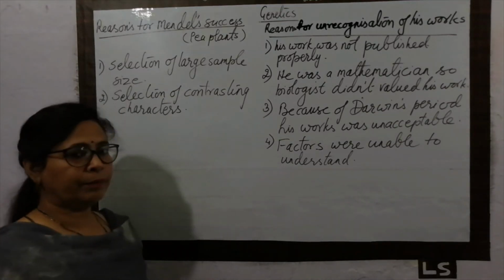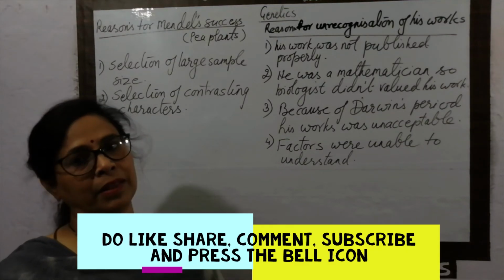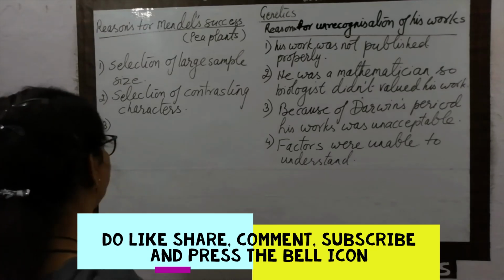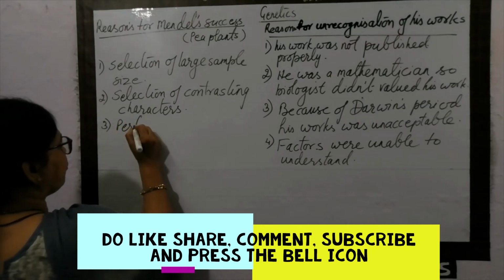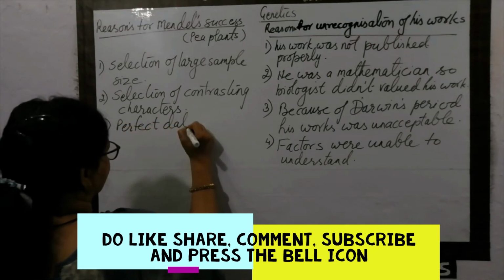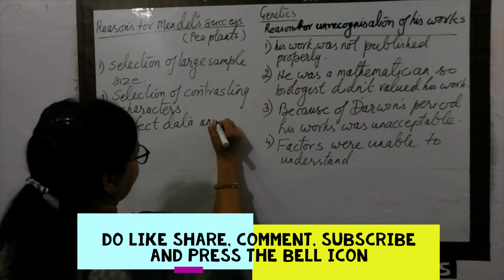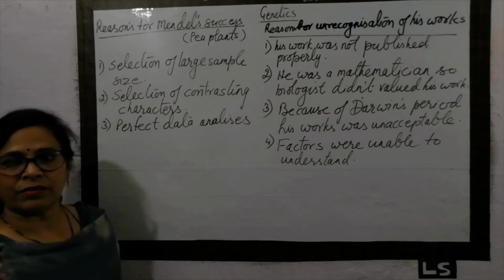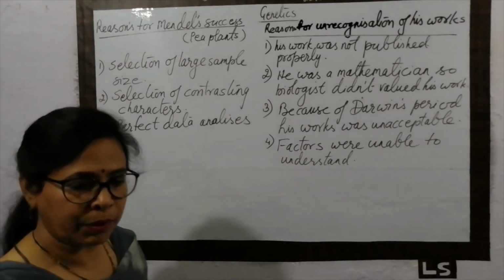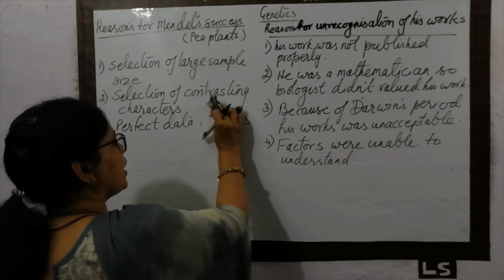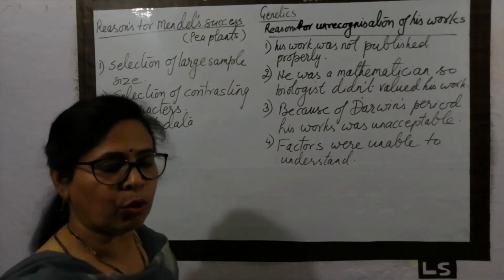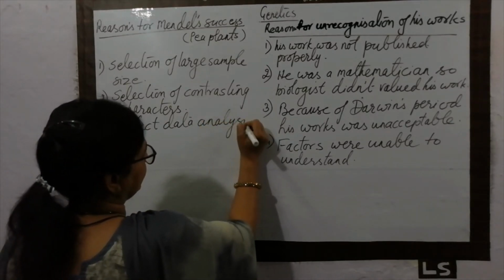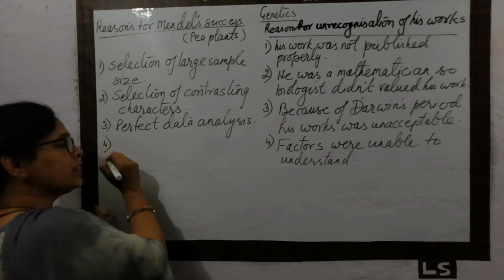The third important thing, as I told you, is that he was a mathematician. So his data analysis was perfect. Third is the perfect data analysis. Because he was a mathematician, he was able to analyze the things properly. Data analysis is the third reason for his success.